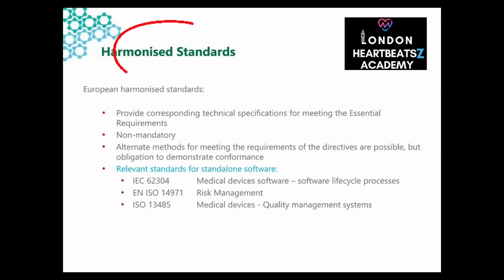They're best practice guidelines that are developed by experts. They're not mandatory, but they provide a clear roadmap for meeting the essential requirements. So it's like blueprints they can follow to make sure their software is safe. Exactly. Two key standards are IEC 62304, which focuses on the software development lifecycle, and ISO 14971, which deals with risk management. So one is how to develop it safely, and the other is how to identify the risks.